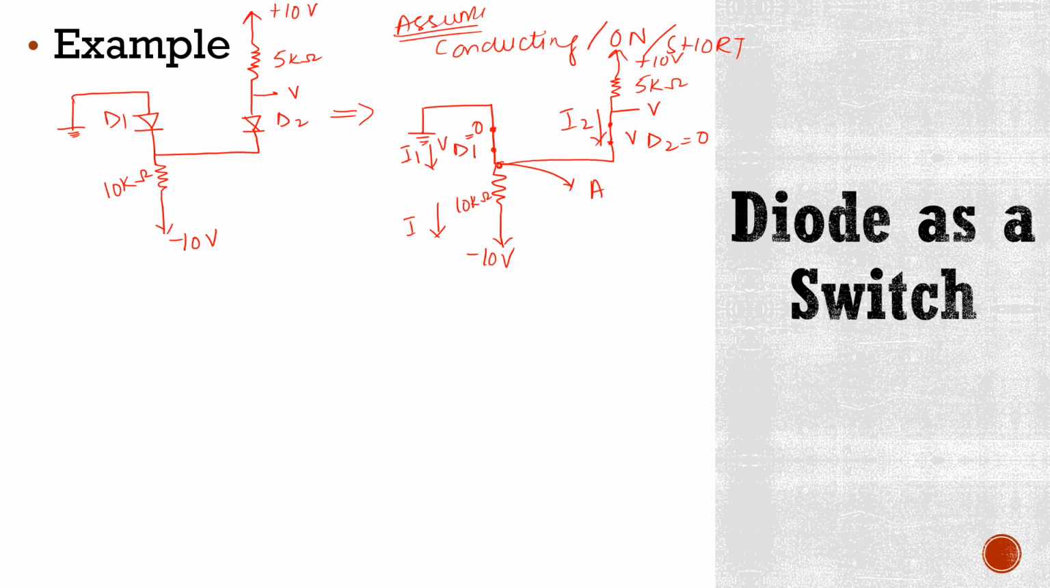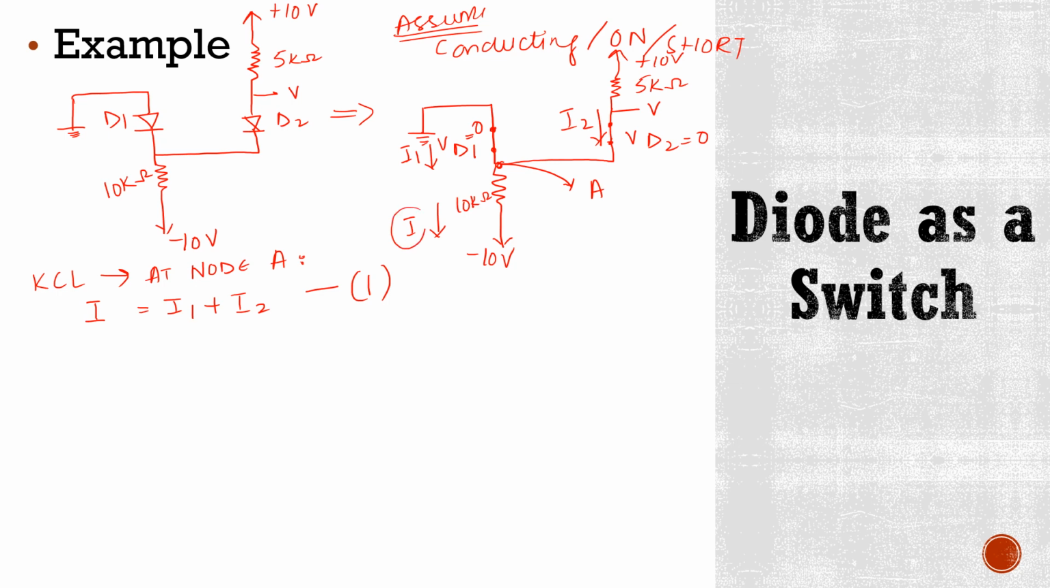So now if you look at node A, how many currents are entering this node and how many currents are leaving from this node? So we apply KCL at node A. As you can see, two currents are entering this node A, that is I1 plus I2, and one current is leaving from this node, which is I. So this is your equation number 1.